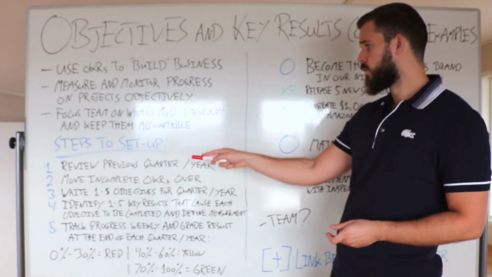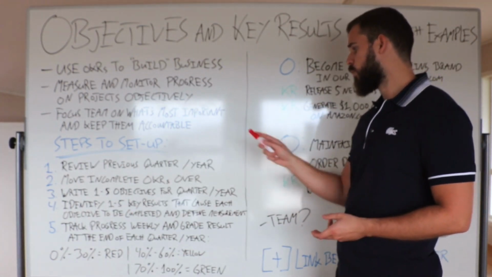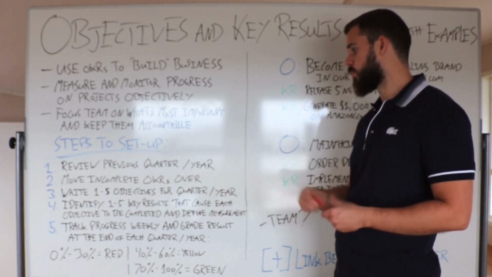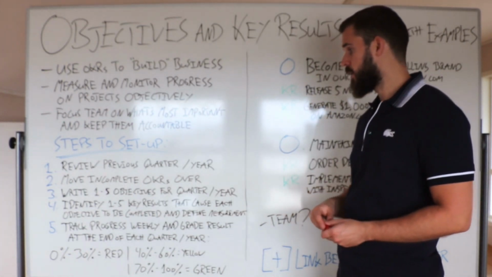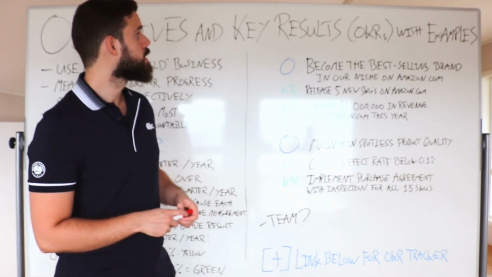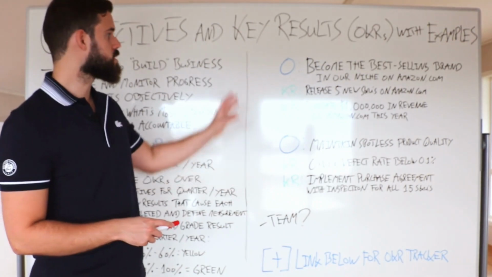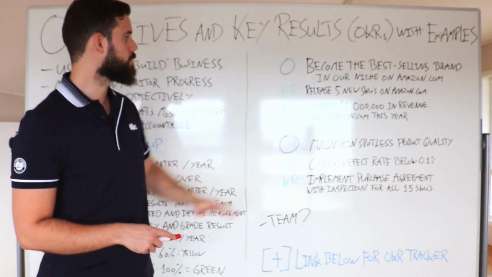So now let's go into the example. Step number 3 is to write 1 to 5 objectives for the quarter or the year, or both if you're starting a new year, right? So let's look at OKRs now and I'll show you what this looks like. Here are two OKRs, right? So this is OKR 1, this is OKR 2.